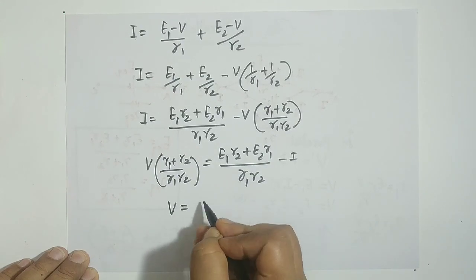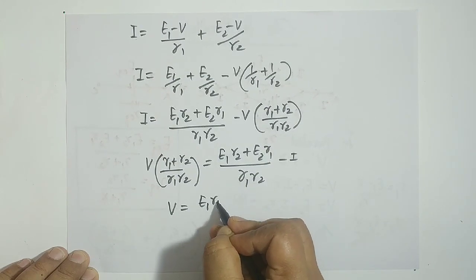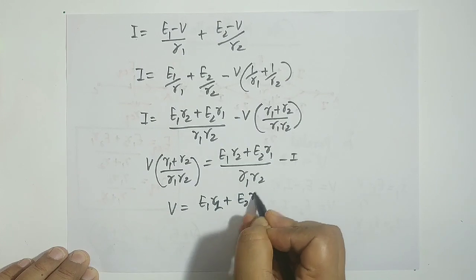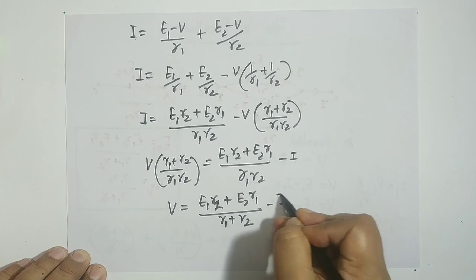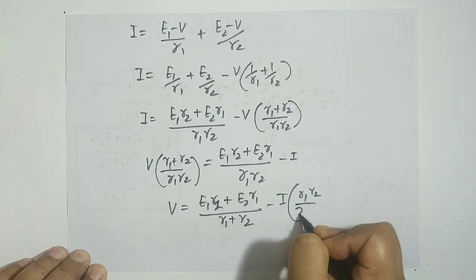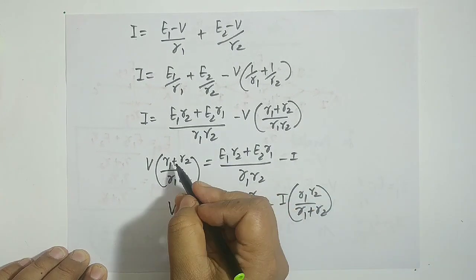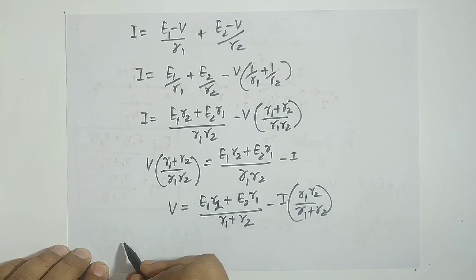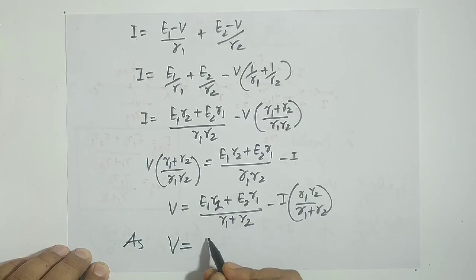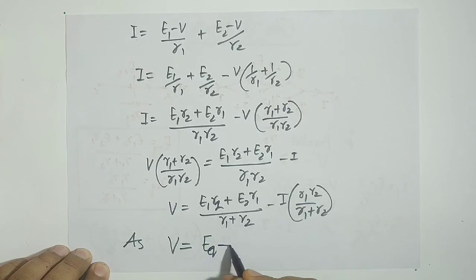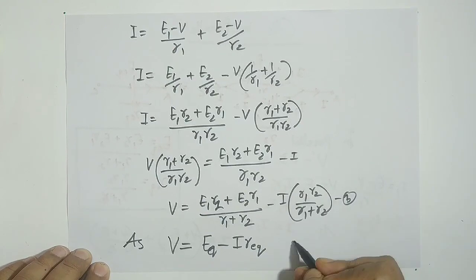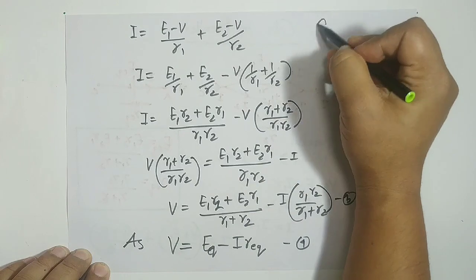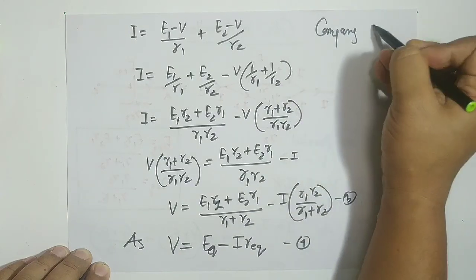If you take it down, do you know what you are going to get? E1 R2 plus E2 R1, and directly I will get R1 plus R2 here, minus I R1 R2 upon R1 plus R2. Got it? Now you know that V is equal to E equivalent minus I R equivalent. So we'll compare this third and fourth equation.